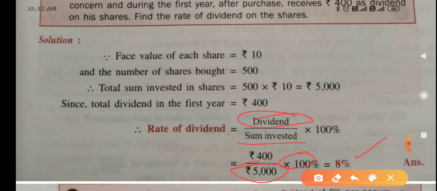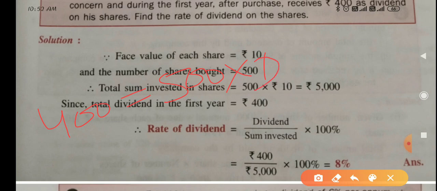If you don't want to apply this method, then there is one more method you can apply, the direct formula I told you just before. Annual income 400 equals number of shares 500 into dividend percent, d upon 100, into NV. What is the NV? 10 rupees. So two zeros cancelled. So d equals 400 divided by 50. 5 8s are 40, so 8.